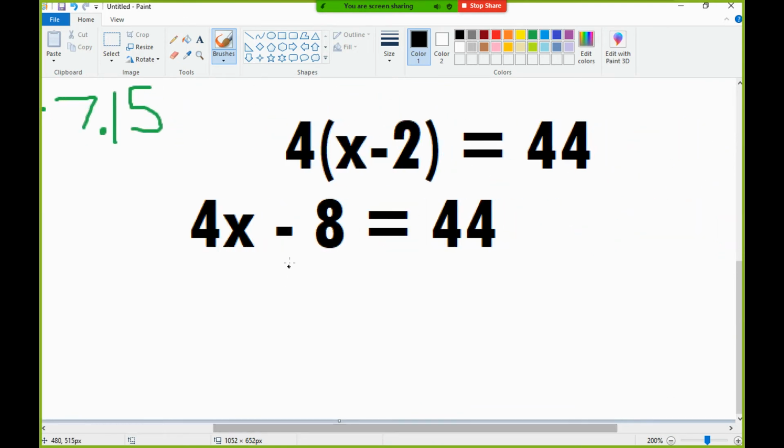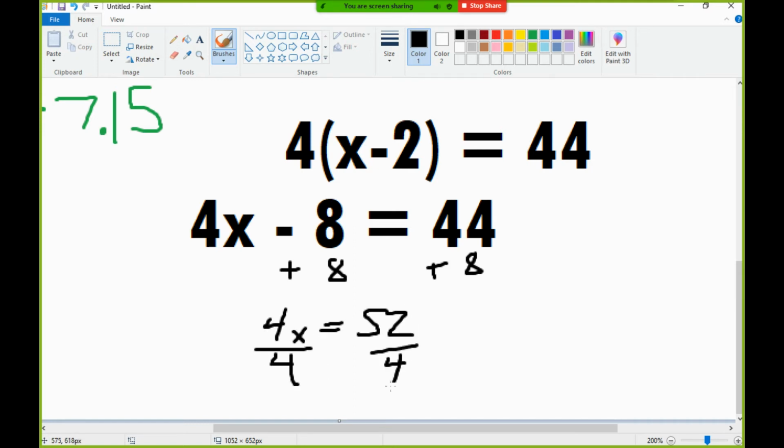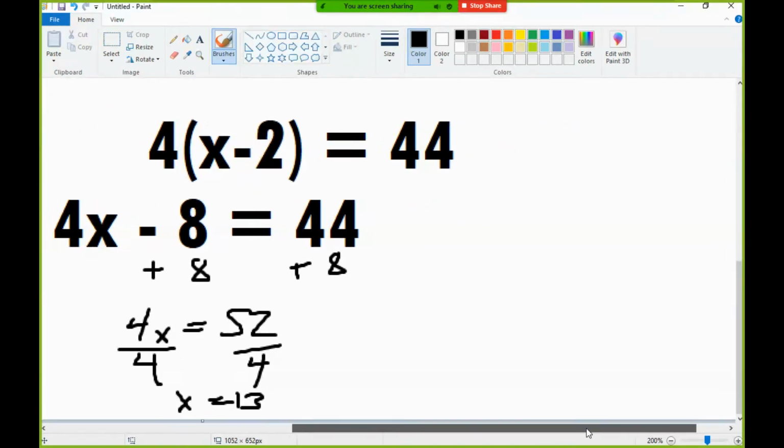Right? We just add 8 on both sides. We get 4x equals 52. We divide by 4. We get x equals 13, okay? And I plug it back in, 13 minus 2. Yep, that's 11. 11 times 4 is 44. Okay, yeah, that's fine.